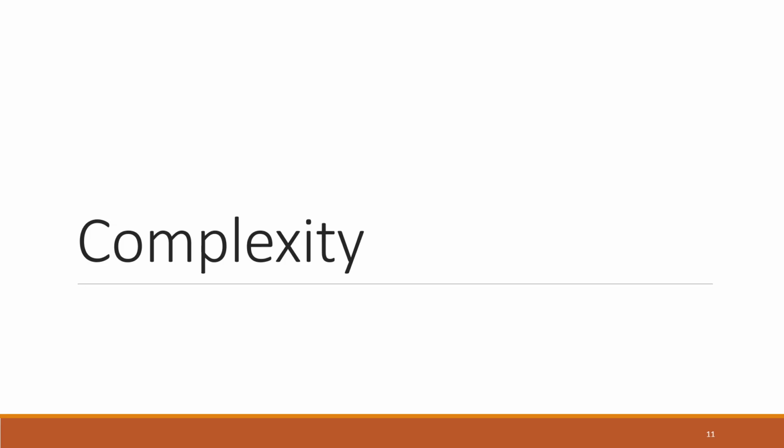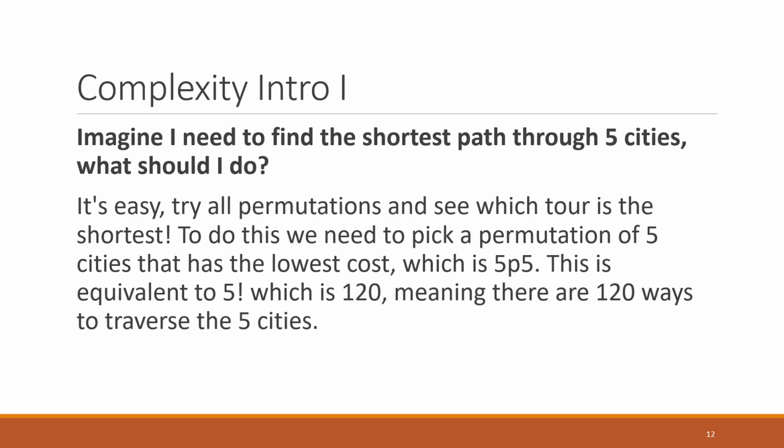So now that we have discussed the problem setup, let's look into its complexity. Imagine I need to find the shortest path through 5 cities. What should I do? The simplest solution is to try every tour and see which one is the shortest. So to do this, we need to pick a permutation of 5 cities that leads to the lowest cost. This is equivalent to 5 factorial, which is 120, meaning that there are 120 ways to traverse the 5 cities.